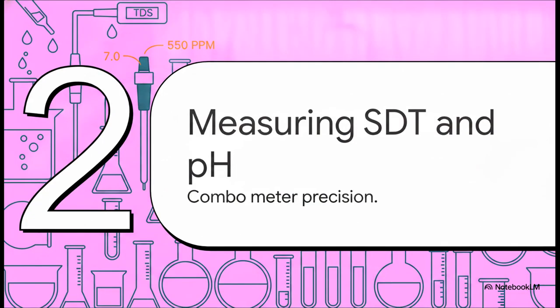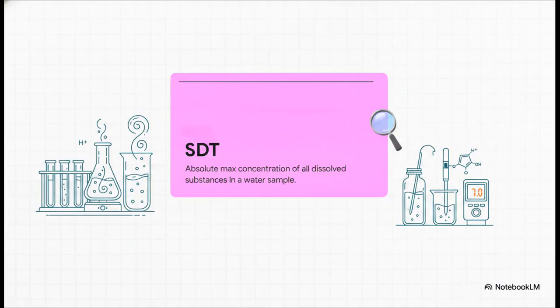Moving right along to part 2, measuring TDS and pH. We're looking at precision with the portable combo meter. Okay, so our entire testing protocol basically has a mathematical ceiling. I'm only going to define these once, so lock this in. TDS, or total dissolved solids, is the absolute maximum concentration of all dissolved substances in your water sample. This one number dictates the physical ceiling for every other measurement in your report. Make sense? Meanwhile, pH is simply the measure of hydronium potential, or basically how acidic the water is.